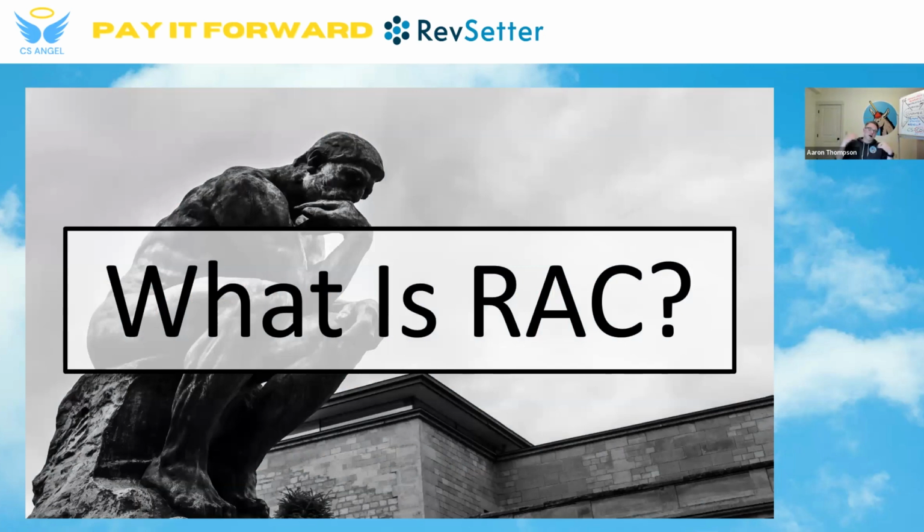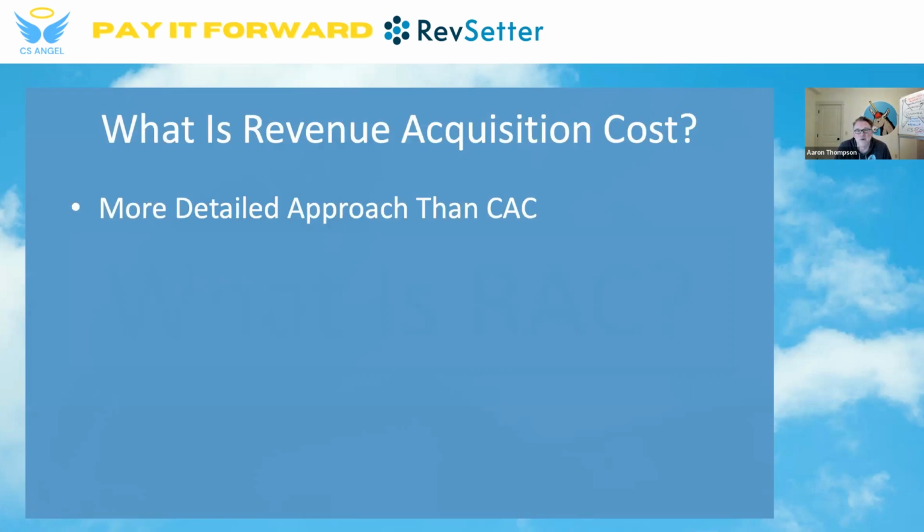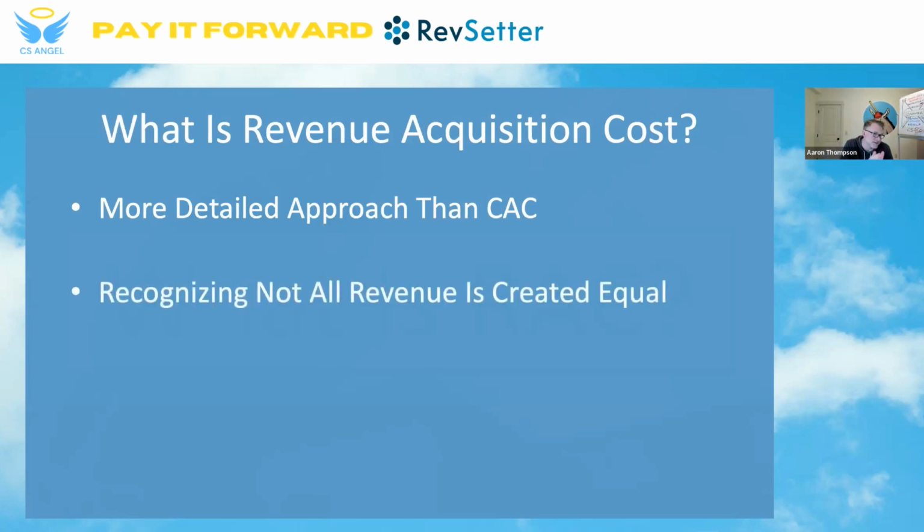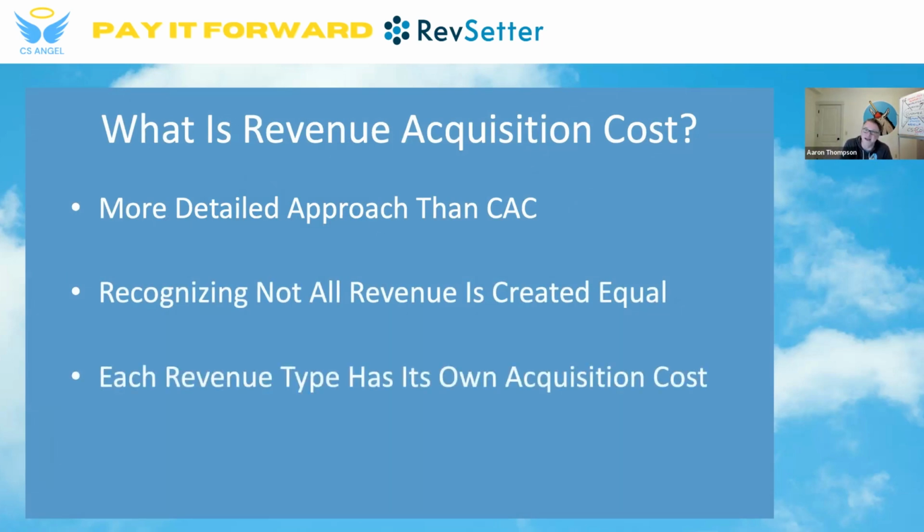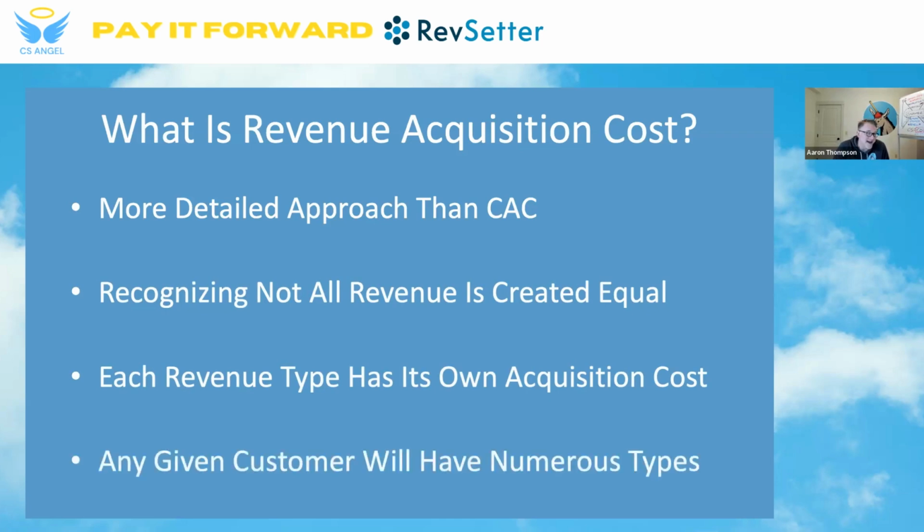Now, where my concept of revenue acquisition cost comes in is to take it another level than customer acquisition cost, because you don't have just one type of revenue within a given customer account. Not all dollars are created equal. And as customers come on as net new and then renew and then expand, those all have different overhead expenses to your business. And so what we want to do is exactly that. Recognize that these are not all created equal, that each has its own acquisition cost, and that within any given account, they're going to have numerous types.